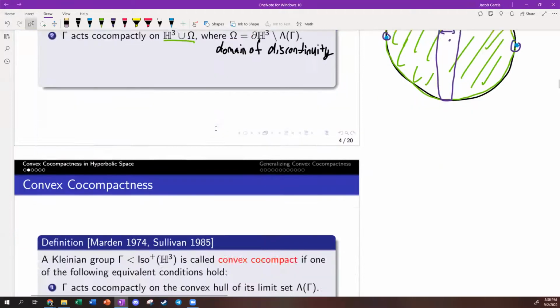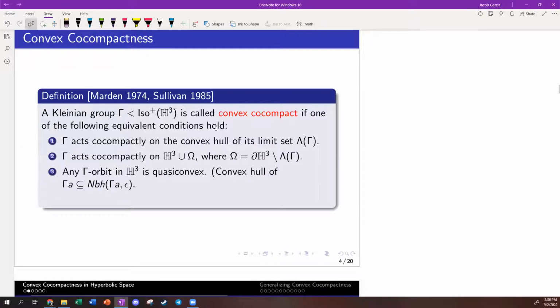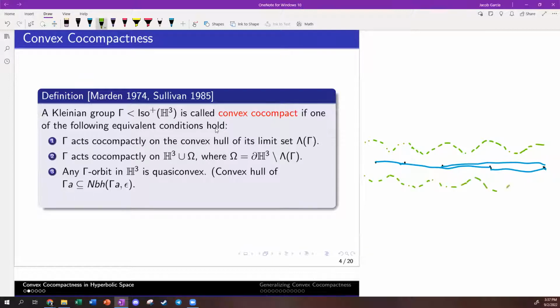Okay, the third condition says that any gamma orbit is quasi-convex, and that just means that the convex hull of my orbit is contained in some epsilon neighborhood of my orbit. So here I have my orbit by integers, and I can think about connecting any 2 points of this orbit with geodesics, and maybe I'll draw them slightly off of the normal geodesics. All that I'm saying is that there exists some epsilon neighborhood, so that when I take the epsilon neighborhood of all of my orbit points, it contains all of my geodesics.